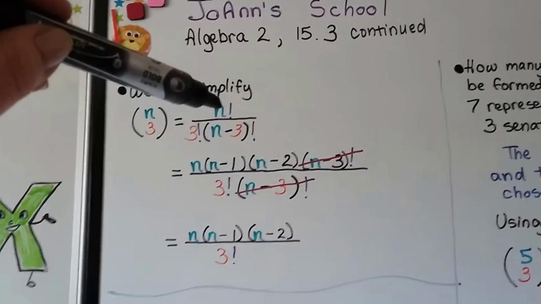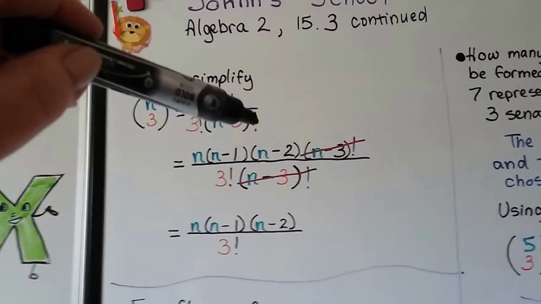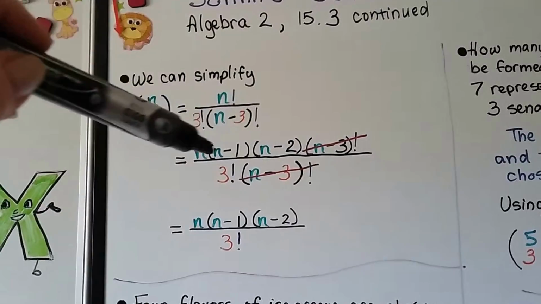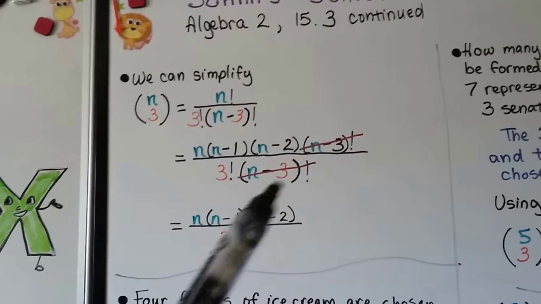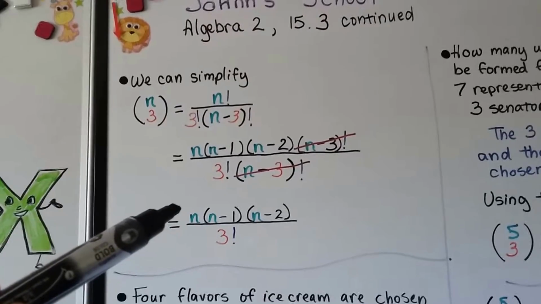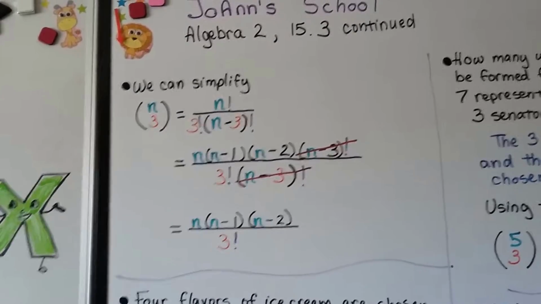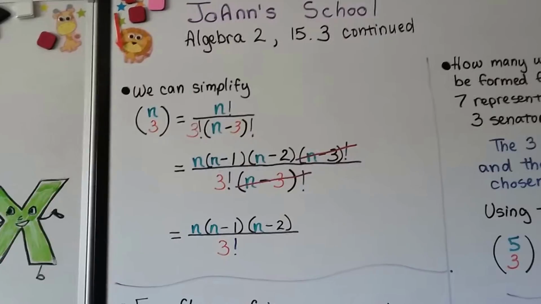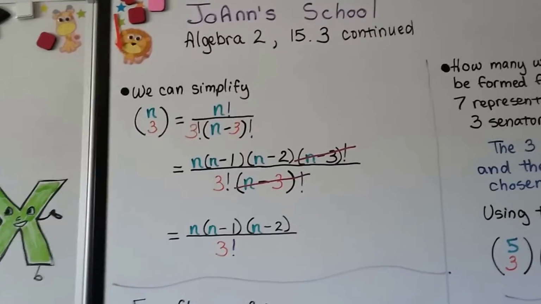We can write this n factorial with a factor of n minus 3 factorial, like this, and we can then cancel out the common factorials, and we're left with n times n minus 1 times n minus 2 divided by 3 factorial. And that's as simple as we can get it. All right?